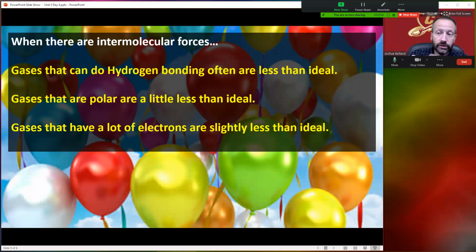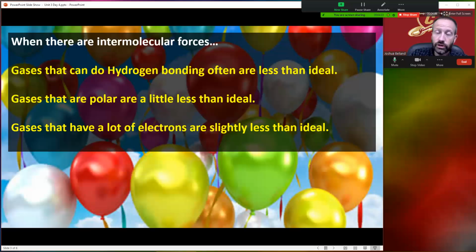Gases that are polar, even though they can't do hydrogen bonding, are going to be a little less than ideal. And then gases that have a lot of electrons, like big gas molecules, lots of electrons roaming around. I mean, one of the famous ones for London dispersion forces is iodine. Well, iodine's not a gas at room temperature. Okay, it pulls itself together too much. But a very heavy gas like radon, lots of mass and lots of electrons, is going to behave less ideally than, say, helium. Helium does not have many electrons, so it's going to have very weak IMFs, very weak London dispersion forces.